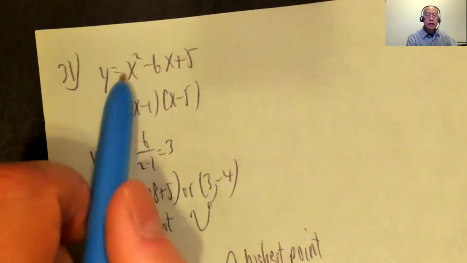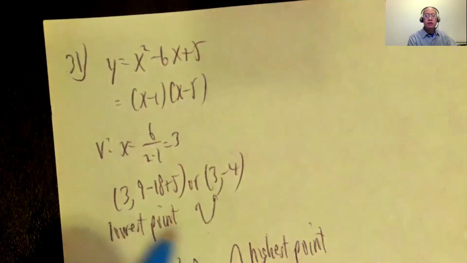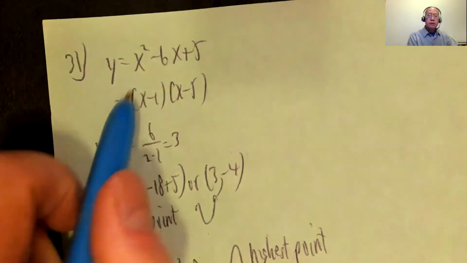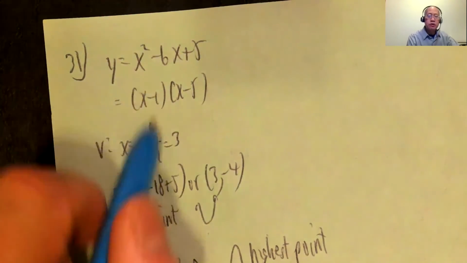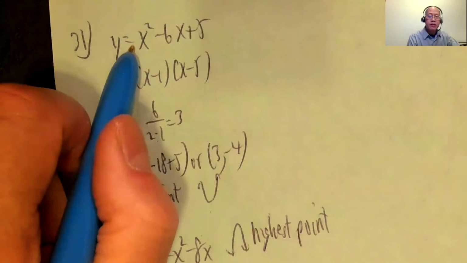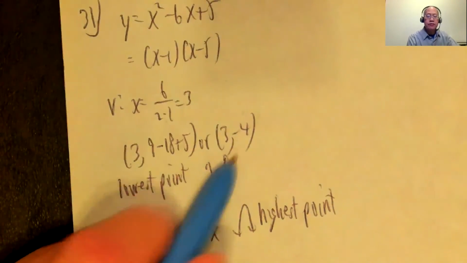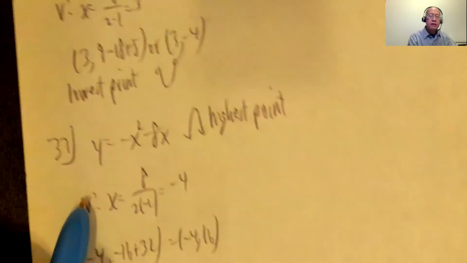Number 31, this is a parabola which opens up because the coefficient of a is positive. So I know it's going to be U-shaped. So the vertex will be the lowest point. Okay, so the vertex is negative b over 2a. 6 over 2 times 1 is 3. Plug in 3, I have 9 minus 18 plus 5, which is negative 4. So 3 comma negative 4 is the lowest point.